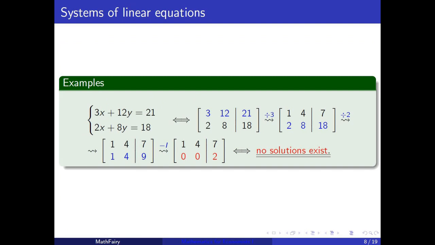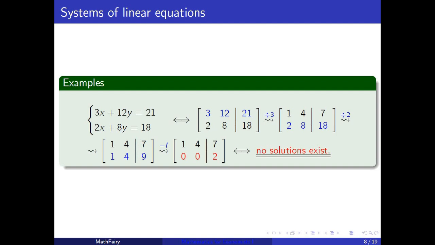In our next example, we can divide the first row by 3 and divide the second row by 2, giving us the rows 1, 4, 7 and 1, 4, 9. And these would be contradictory rows, because if we subtract the first row from the second one, we would get a 0, 0, 2 row, which would correspond to the equation 0 times x plus 0 times y equals 2. And there are no such real numbers that would satisfy this equation.